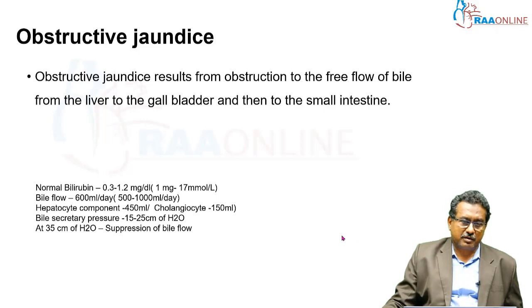Let me give some description about the normal bilirubin, which is 0.3 to 1.2 milligram per deciliter. The conversion for milligram to micromoles is 1 milligram equals 17 micromoles per liter. Bile flow is 600 ml per day, but the hepatocyte component will be 450 and the cholangiocytic component will be 150 ml. The normal biliary secretory pressure will be 15 to 25 centimeters of water. At 35 centimeters of water, there will be suppression of bile flow, so there won't be any bile flow when the pressure increases to 35 centimeters of water.